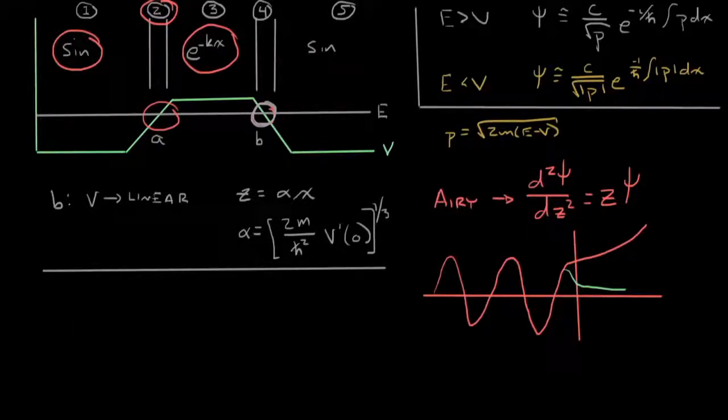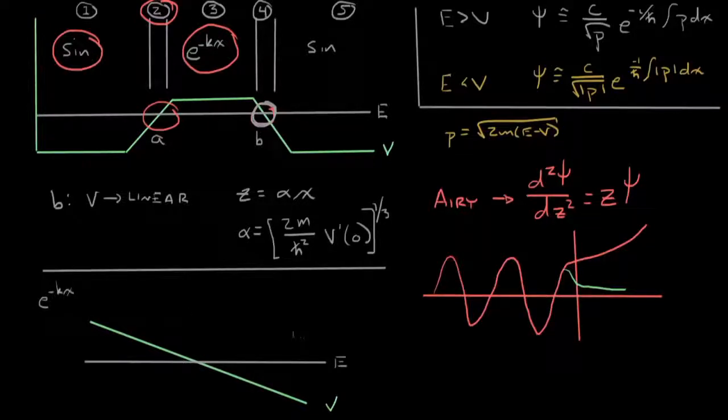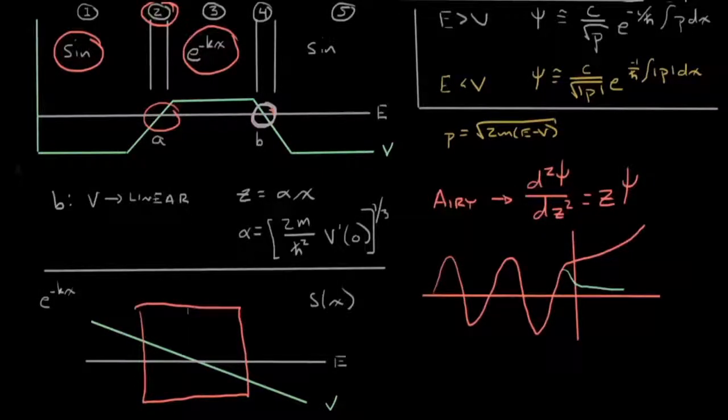Now let's zoom in on B and see if we can figure out what's happening here. Now we know to the left, where E is definitely less than V, we have some sort of exponential. And we know that far to the right, where E is much greater than V, we have some sort of sinusoidal function. Therefore, our area of concern is going to be right here. And we know that the Airy function is going to describe the behavior of the wave function in this region.